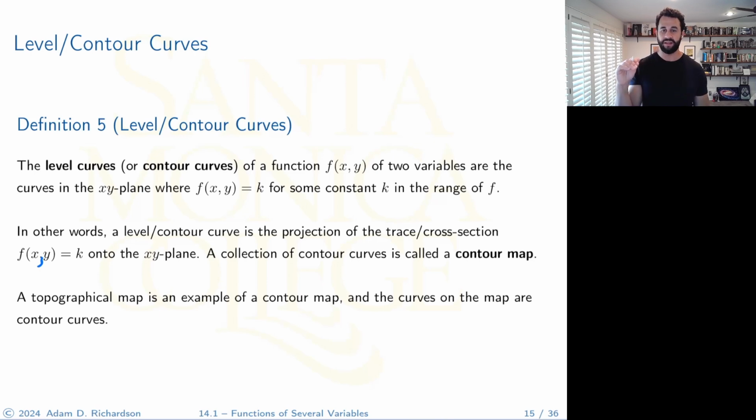And then if you have a collection of these contour curves, a collection of these projections, we call that a contour map. An example is like a topographical map, which I'll show on the next slide. The curves on the map are the contour curves. I say it in the next couple slides, so I'll hold off on that.